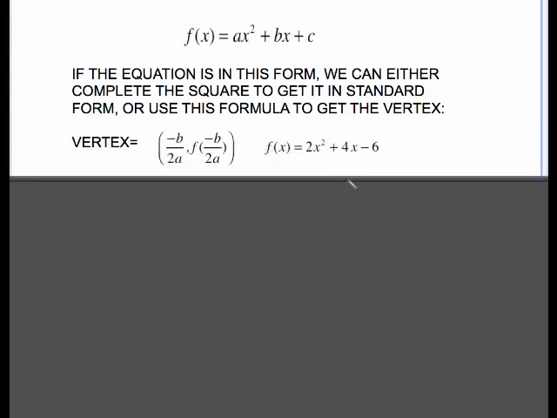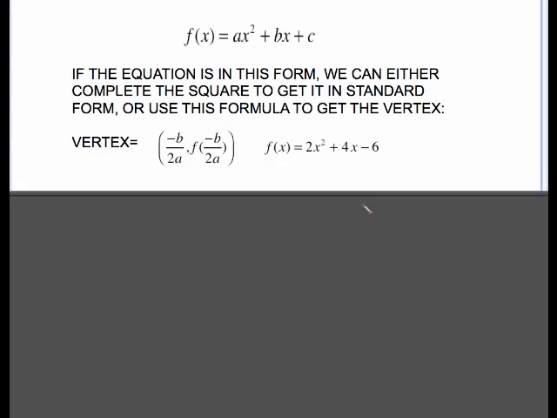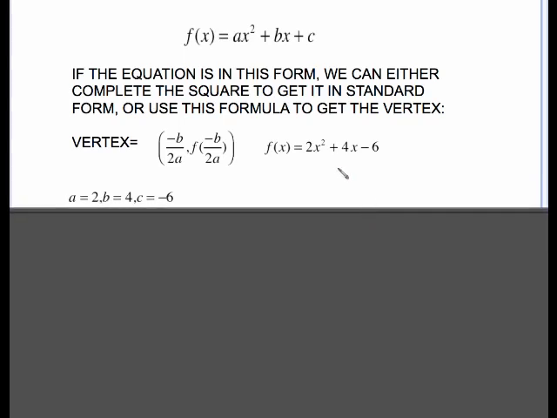Or we can use this new formula. Looks complicated, but it is very easy to do. Here's an equation to begin with. What you need to do to start is name your a, b, and c. A is in front of x squared, b is in front of x, and c is your plain old number. And then all we have to do is plug into this, negative b over 2a. Don't let this right here bother you. What we're doing right here is finding the coordinates of the vertex. This is my x coordinate, this is my y coordinate.